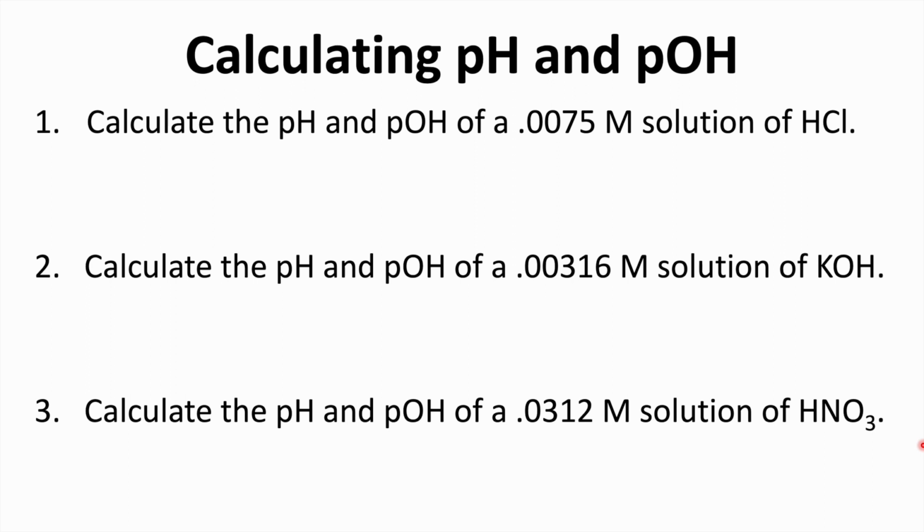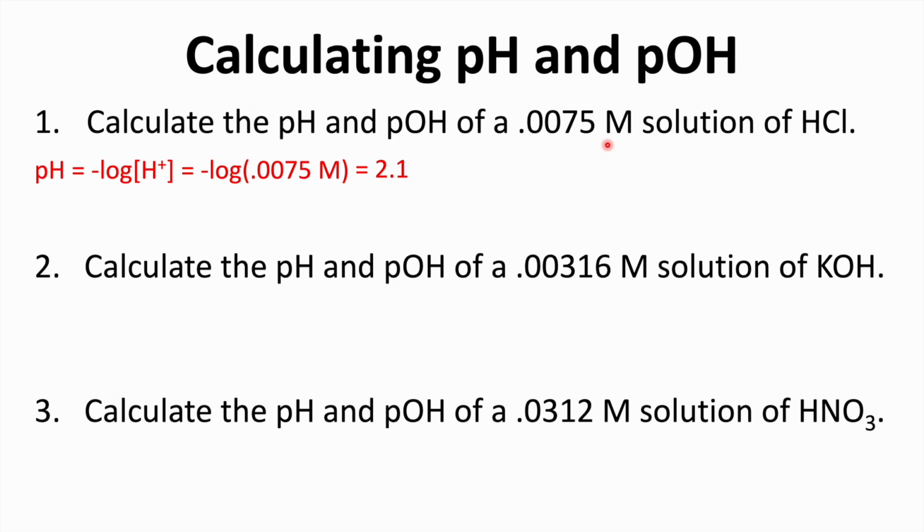So let's do some practice problems. This one says calculate the pH and pOH of a 0.0075 molar solution of HCl. First off, if we're talking about HCl, that's hydrochloric acid. So this concentration is equal to the concentration of my hydrogen ion. So the first thing I'm going to do is calculate my pH, which would be the negative log of the hydrogen concentration, which in this case is 0.0075, which comes out to a pH of 2.1.